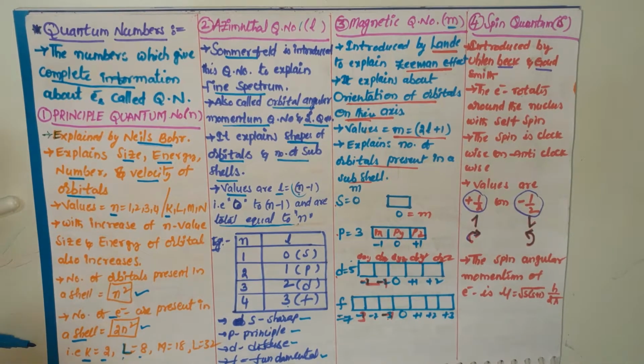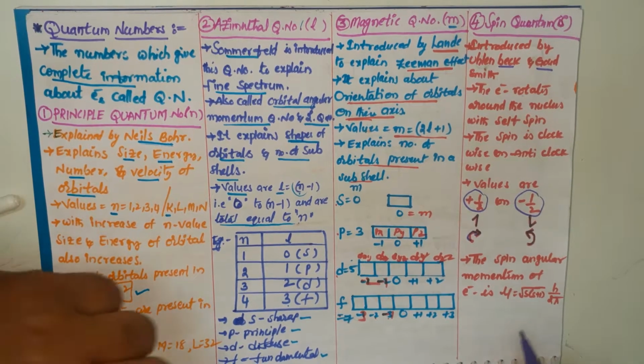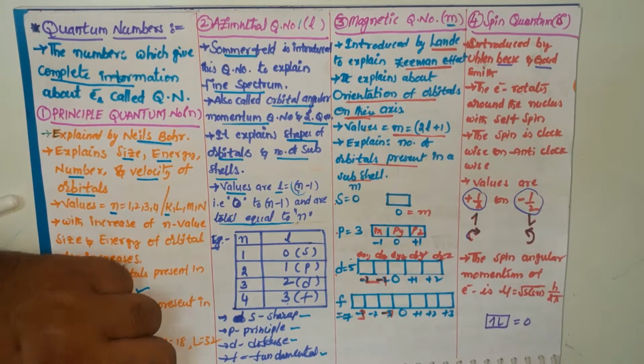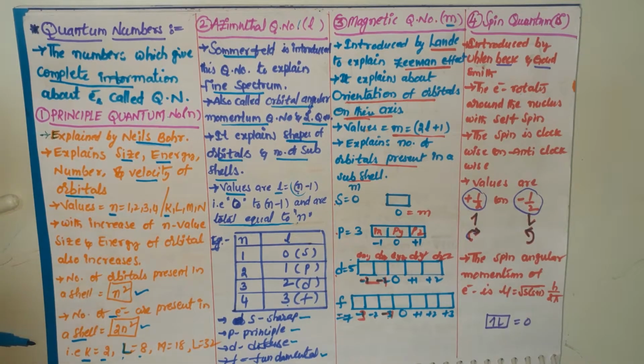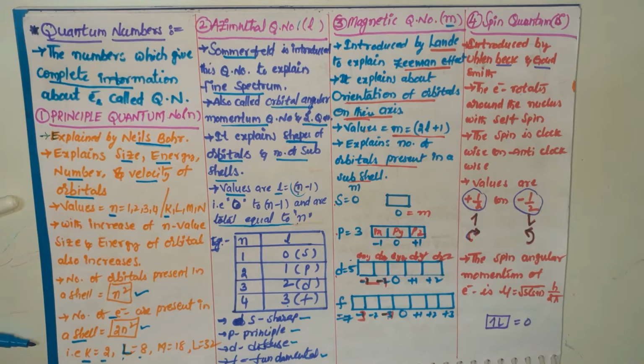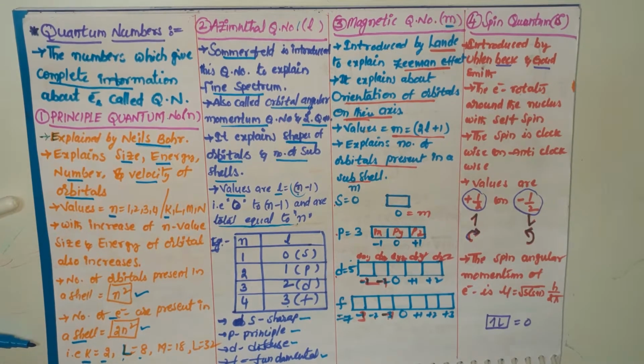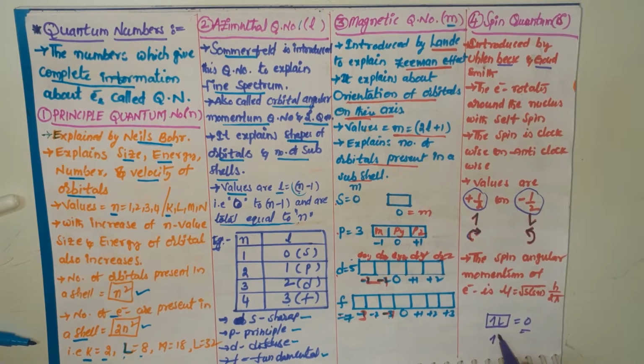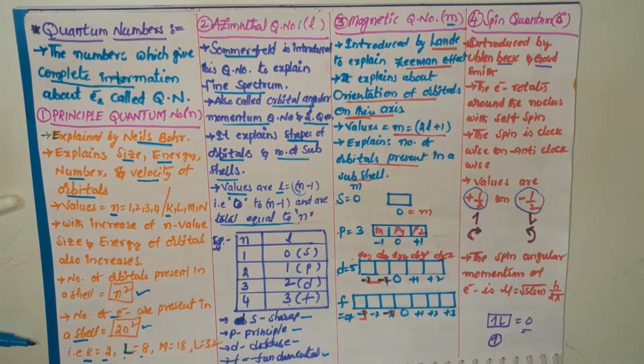What is the use of spin? If one orbital has 2 electrons, plus half and minus half, the total value is 0. That's why the atom is neutral, because the total spin of the electrons comes to 0 at the end. If only a single electron is present, it has plus half or minus half, and that is a charged particle.